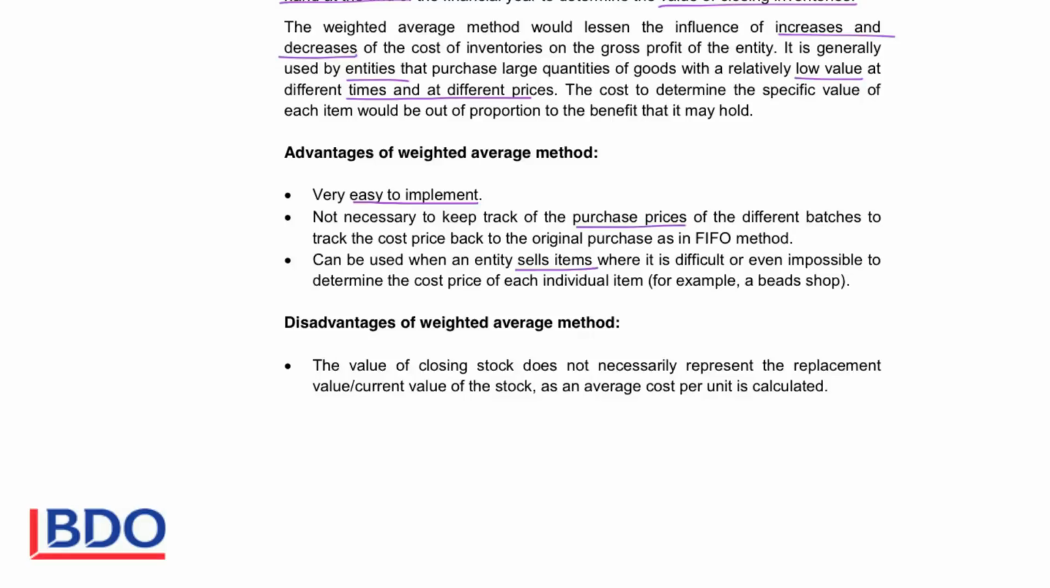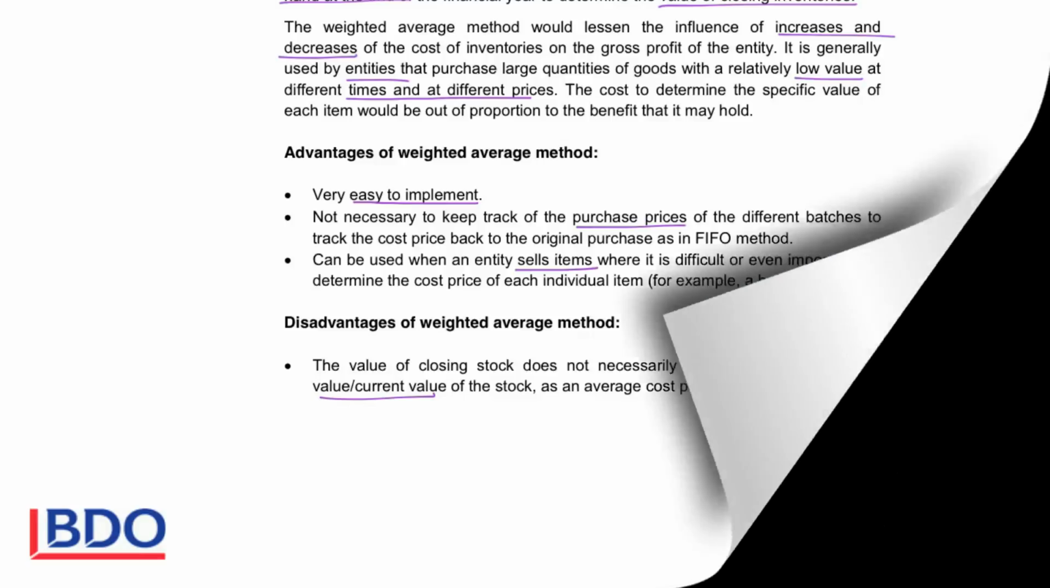The disadvantages of the weighted average method is that the closing stock necessarily doesn't represent the replacement value. Because you are working with the average cost price from the beginning to the end of the year, and there was an increase in prices the whole year, then this average price will be lower than it would cost to buy new stock to replace them.